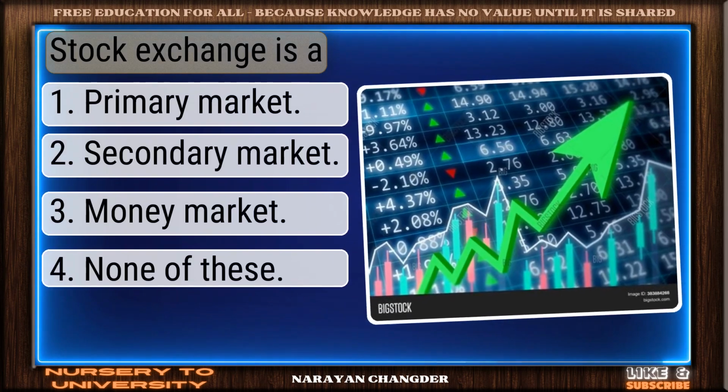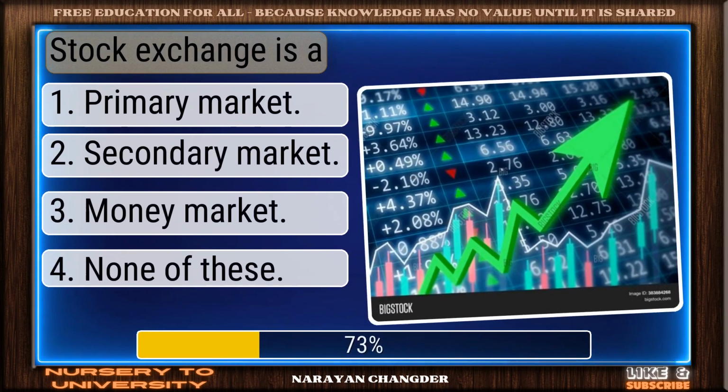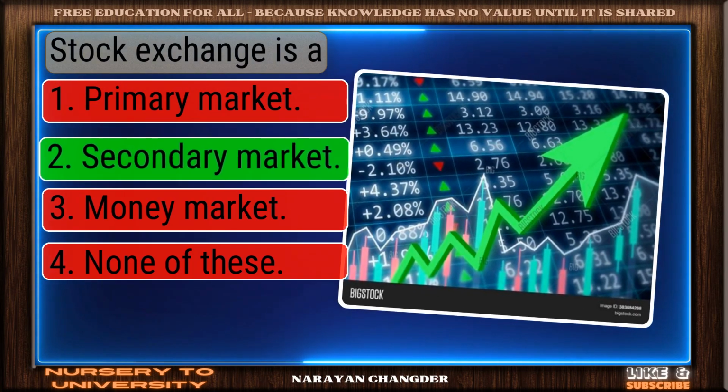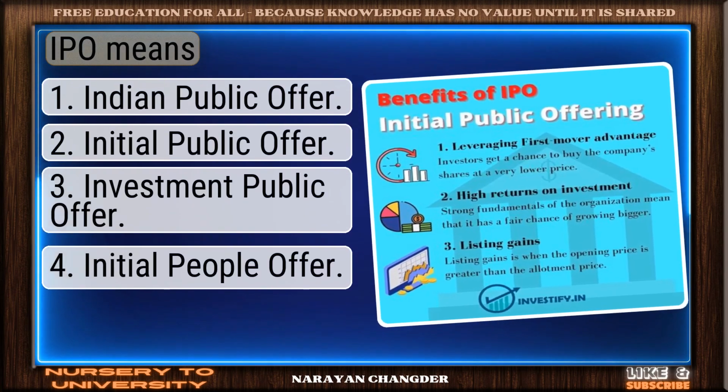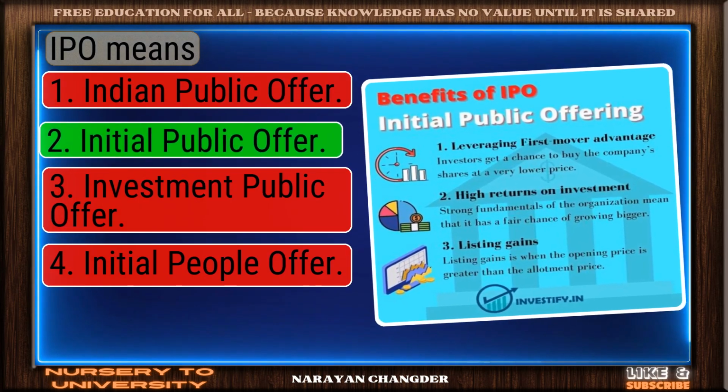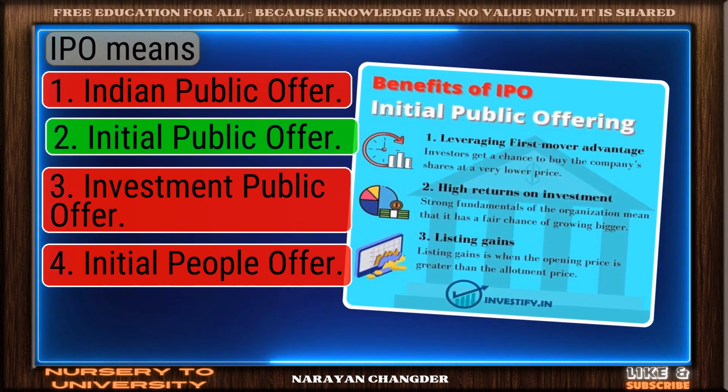Stock exchange is a Correct response. Secondary market is the most accurate answer. IPO means You're right. Initial public offer is the correct answer.